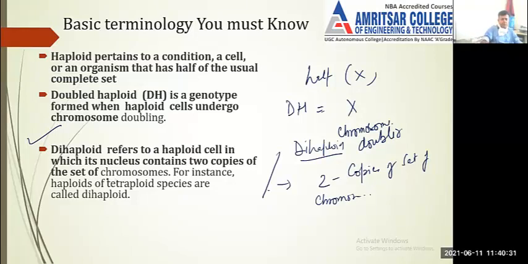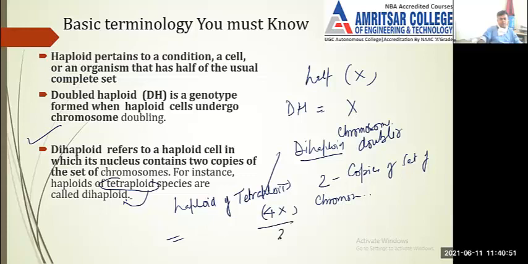Haploid of tetraploid is half. This question will come. What do you mean by haploid of tetraploid? Tetraploid is 4x. So haploid becomes half. It becomes 2x. Okay, this is called dihaploid.